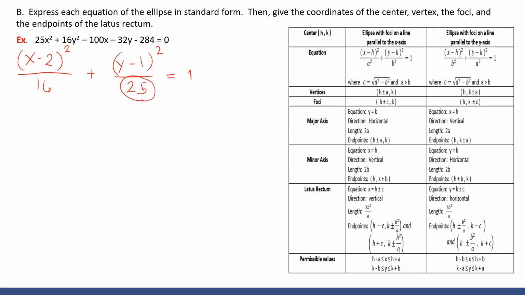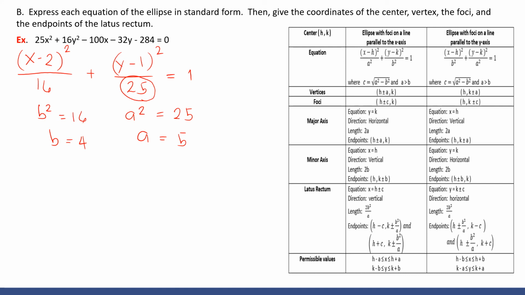A is bigger than 16. And because we said earlier that A should be greater than B, it turns out 25 here is A squared, and this 16 is B squared. And because of this, if A squared is equal to 25, we can say that the value of A is 5. And if B squared is equal to 16, the value of B is 4.